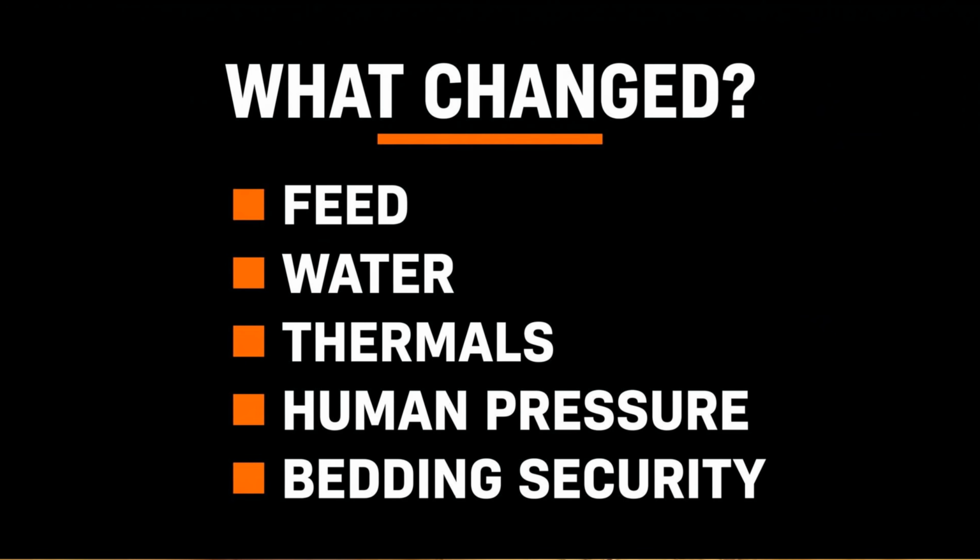Elk country isn't just a pin on a map, it's a living system. Feed changes, water changes, thermals change, human pressure changes, bedding security changes, and elk respond to those changes because survival demands it. So when you can't find elk, the first question isn't where were they supposed to be? The first question is what changed?